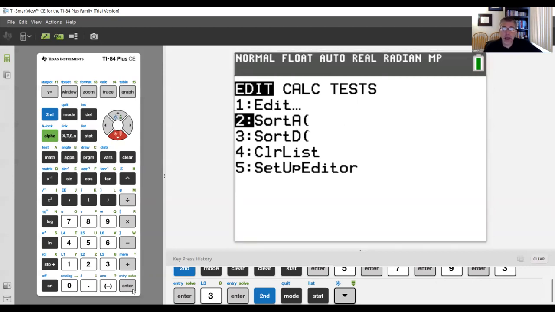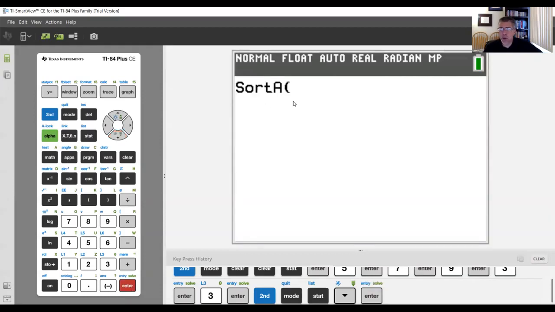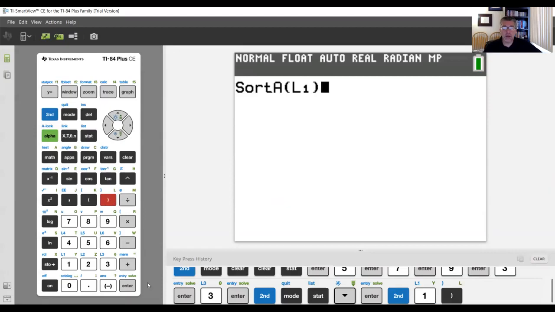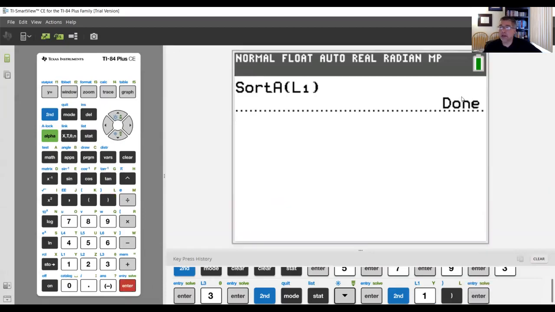So I want to enter this, hit enter on that, and it says sort ascending what? Well, I want to sort ascending list 1, because that was the list that I was working with. So second, L1, and then hit enter. So it says done. I've sorted that from lowest to highest.